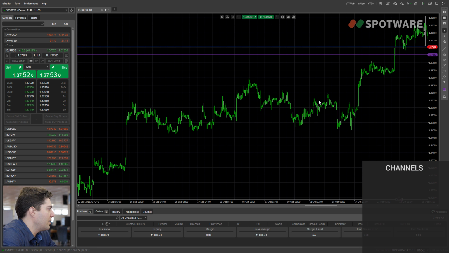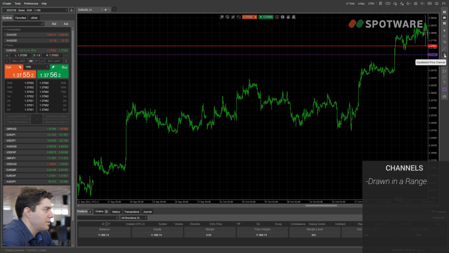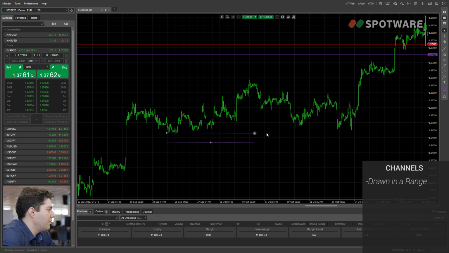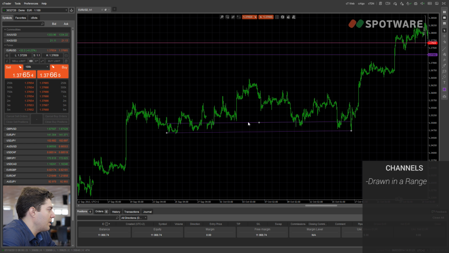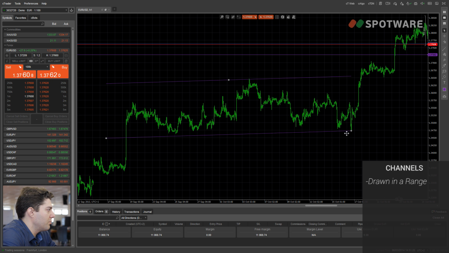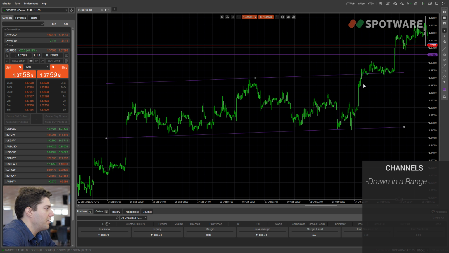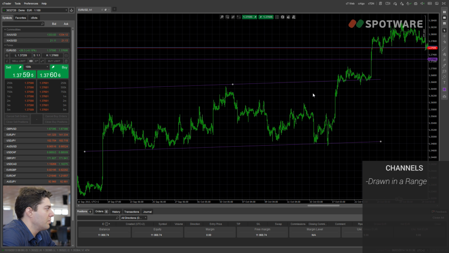They are drawn in a range. So for example, we select the channel tool first, equidistant price channel, and the channels are drawn where the price is going in a range. So see here we have like a channel. They do support and resistance levels. This is a support level that was broken, and then it continues on.